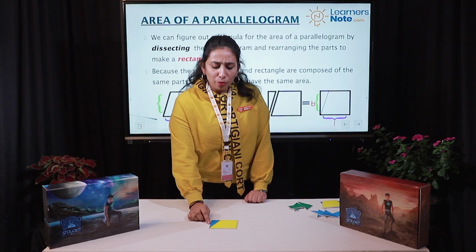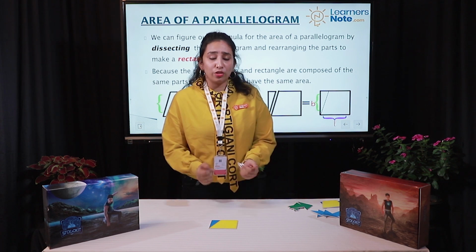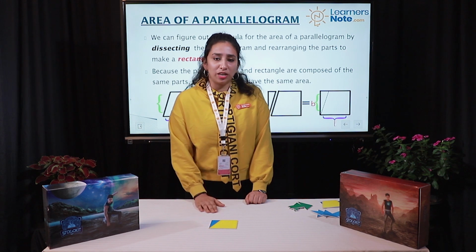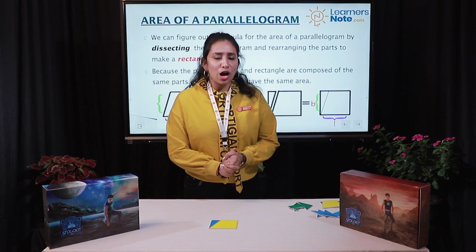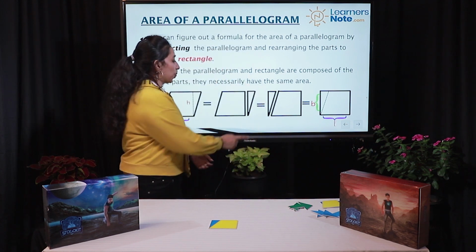So now we just need to find the area of a rectangle, and the area of a rectangle is very simple, that's length into breadth. So we have the length here and we have the breadth here. You just need to multiply length and breadth. So that's how simple it is to find the area of a parallelogram.